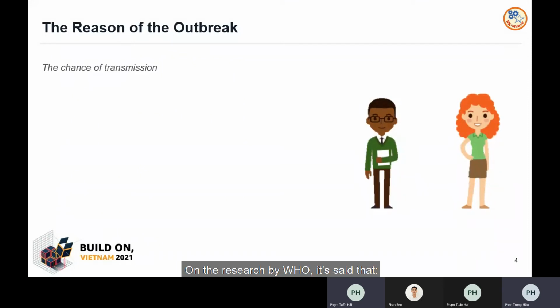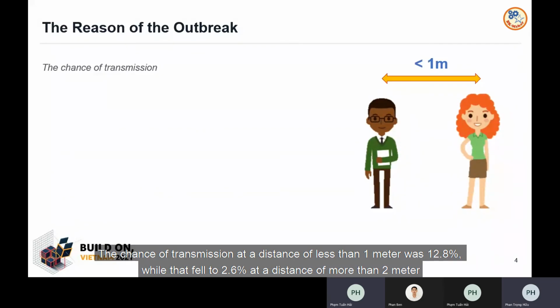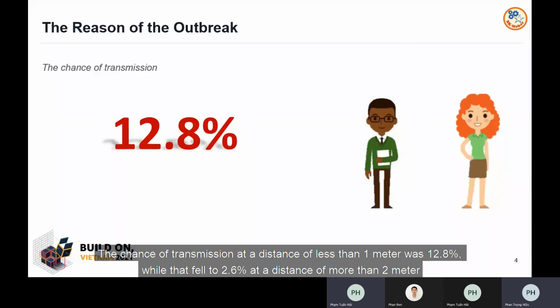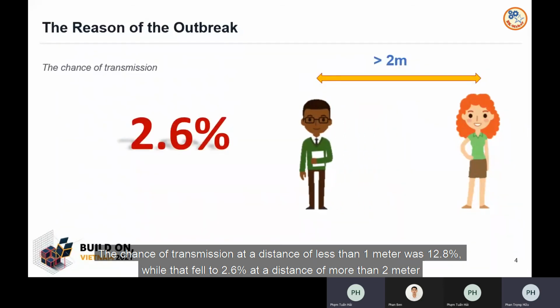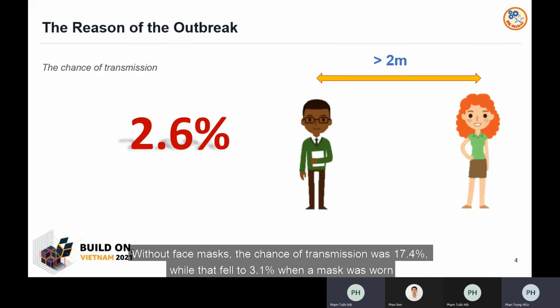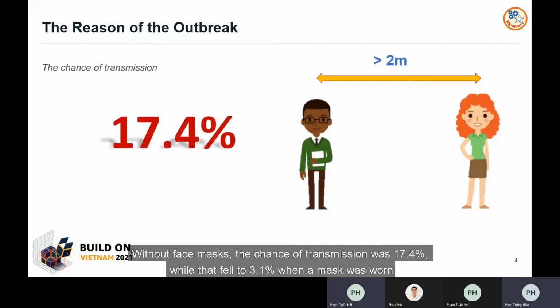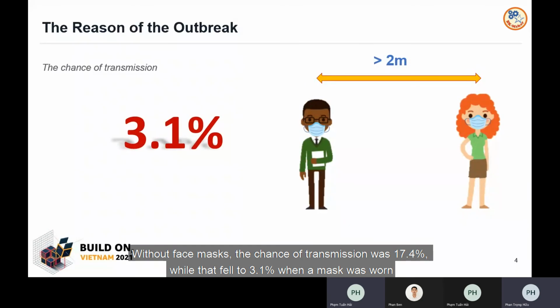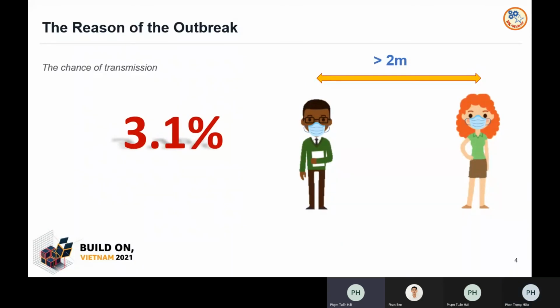In research by the World Health Organization, it said that the chain of transmission at a distance of 1 meter was 12.8%, while that fell to 2.6% at a distance of more than 2 meters. Without a face mask, the chain of transmission was 17.4%, while that fell to 3.1% when a mask was worn.